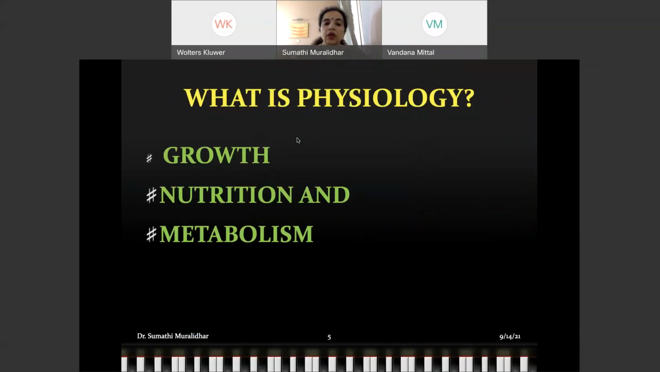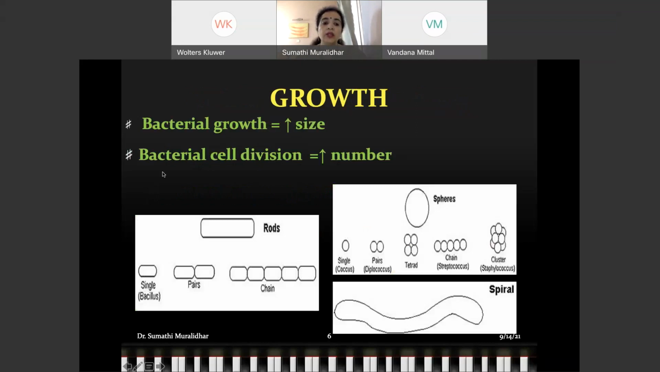Now today's topic is physiology. Of course, the other important topic is morphology, which is the study of the structure, shape, size and all of that, but that is not our topic today. Today, I will be talking about physiology of bacteria. Physiology involves growth, nutrition, and metabolism. When I say growth, it means an increase in size, and not an increase in number. So mind this: bacterial growth refers to an increase in size only. When it is an increase in number, you call it reproduction or bacterial cell division.